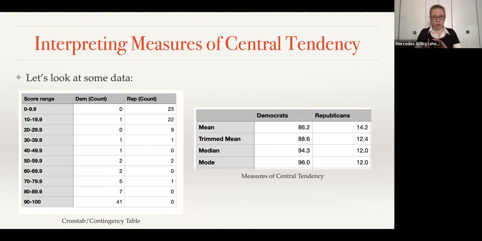Now, if we really want to look at consistency, if we really want to look at the spread, we should use some measures of dispersion. So I will talk about that in my next video.